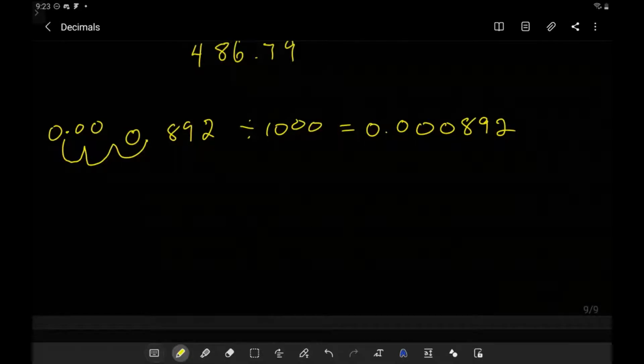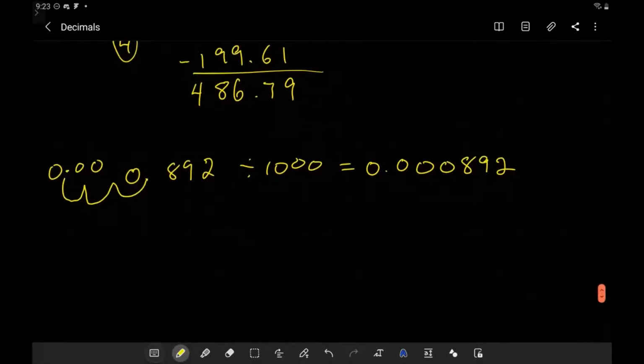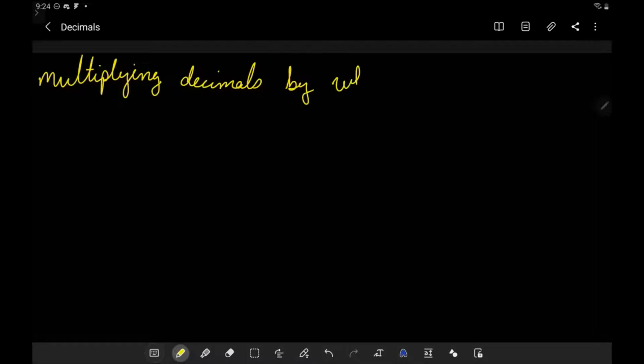Okay, so we want to take a look at multiplying decimals by other numbers rather than just base 10. All right, so anybody, do you have an idea how we could multiply decimals with normal numbers? No, we're just multiplying decimals by whole numbers. Anybody have an idea how to do it?